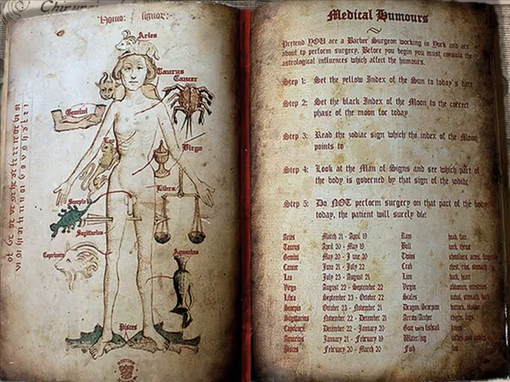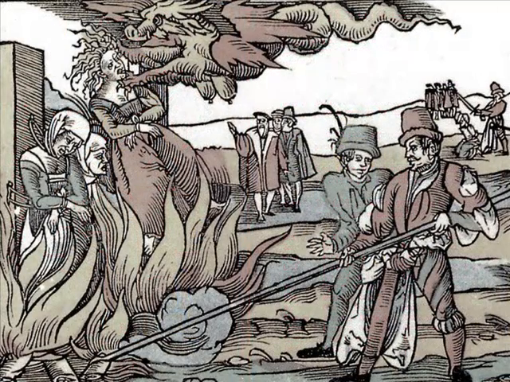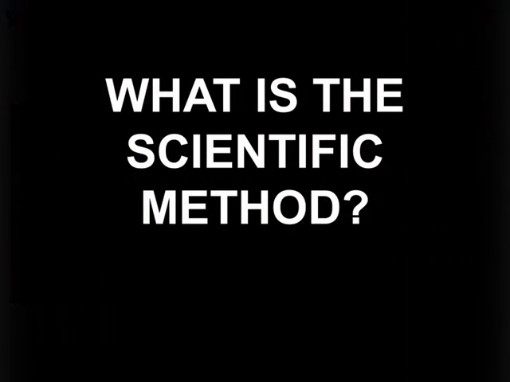Sleeping with your mouth open was considered even more dangerous, as it would allow your soul to escape. Women used beaver's testicles as an oral contraceptive, and burning witches was commonplace because everyone knew they were causing droughts and eating babies. Yes, that's what we were doing before we had science. So the inductive method required to collect empirical data through observation and experiment, and only then make generalized conclusions. It was no longer acceptable to just make up things.